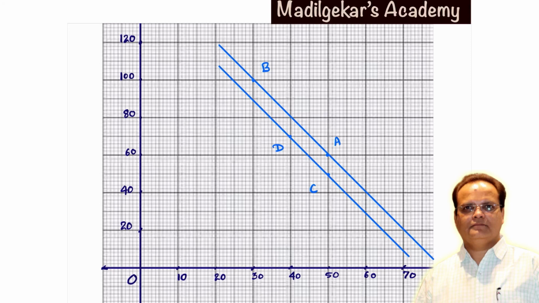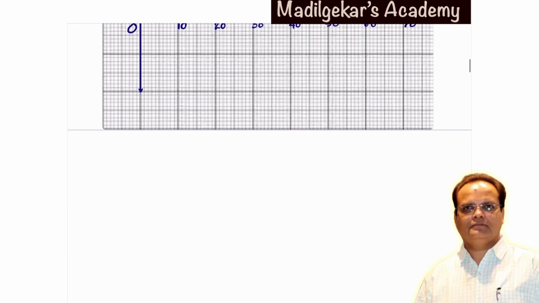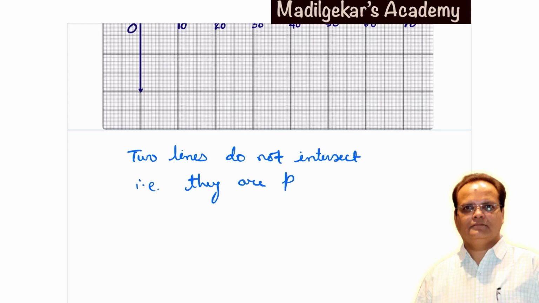As you can see, they do not intersect, means the lines are parallel. So we'll write, the two lines do not intersect. That is, they are parallel.